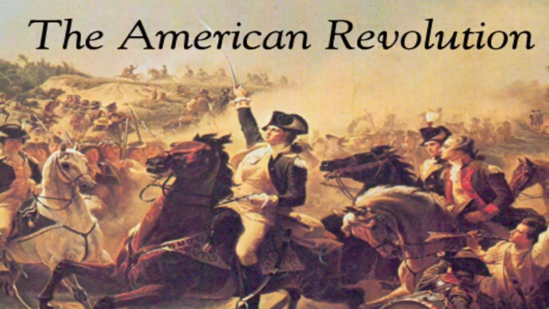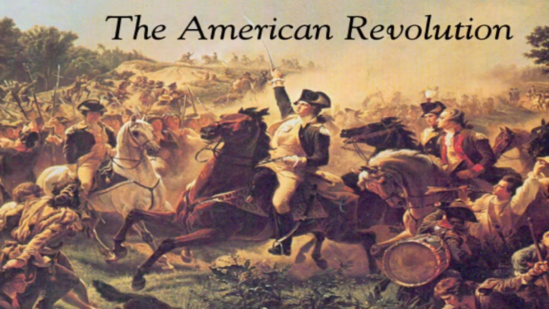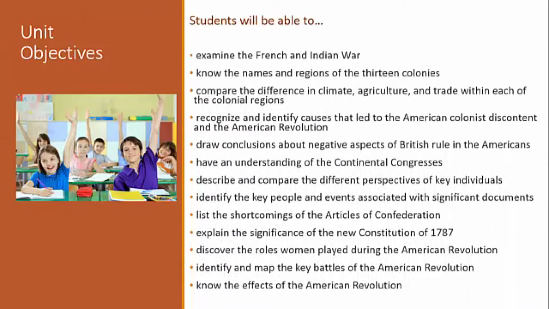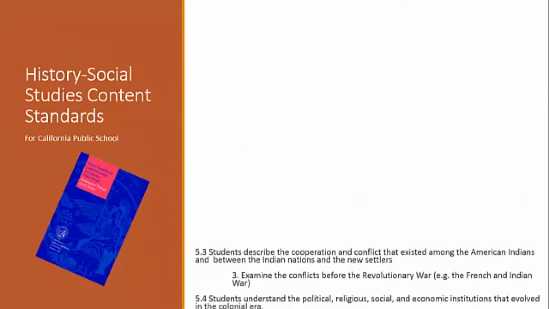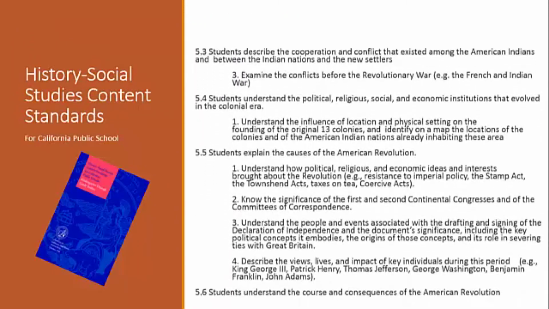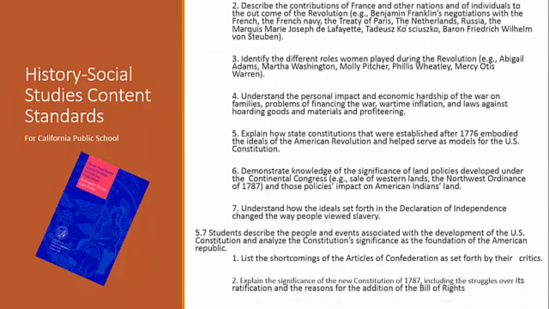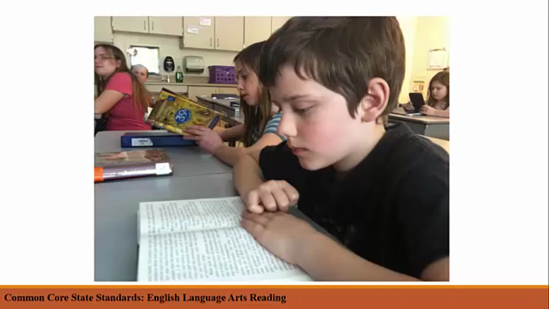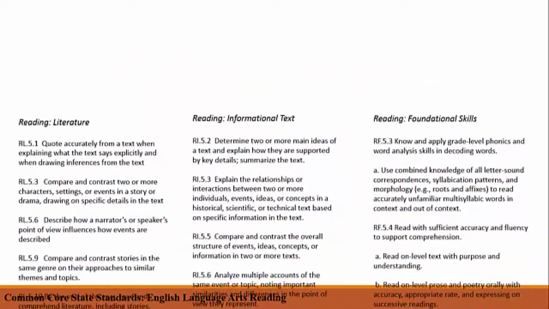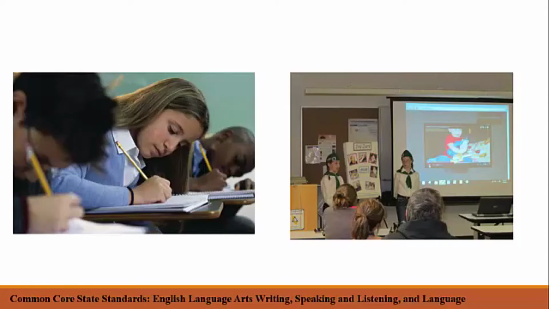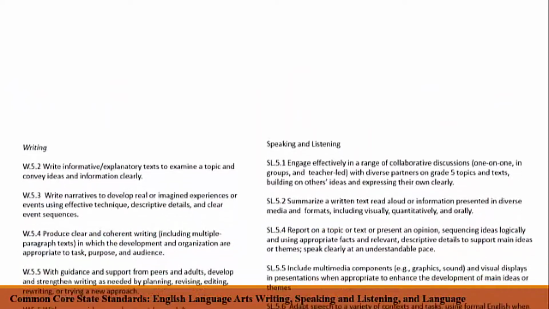In this 6-week unit, we will learn how our nation, the United States of America, came to be. By the end of the unit, there are 13 objectives that students will be able to do. The unit also covers 15 substandards, which are covered under 5 of the History Social Studies content standards for the California Public School. This unit also focuses on the newly adopted Common Core State Standards in English Language Arts, including many standards in literature, informational text, and foundational skills. It covers the English Language Arts Common Standards in writing, speaking, listening, and language as well.